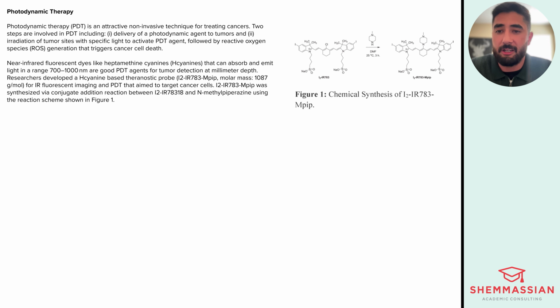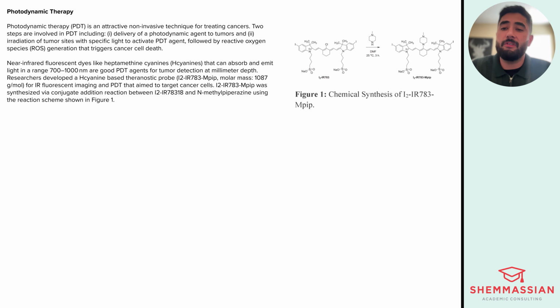Some of the things that I might highlight would be that there are these fluorescent dyes. So it would be a fluorescent dye that can absorb and emit light in a range of 700 to 1,000 nanometers. I might highlight a millimeter depth. I'd also highlight that MPIP has a molar mass of 1,087 grams per mole. I might also highlight that MPIP was synthesized via conjugate addition. And that would be about it.